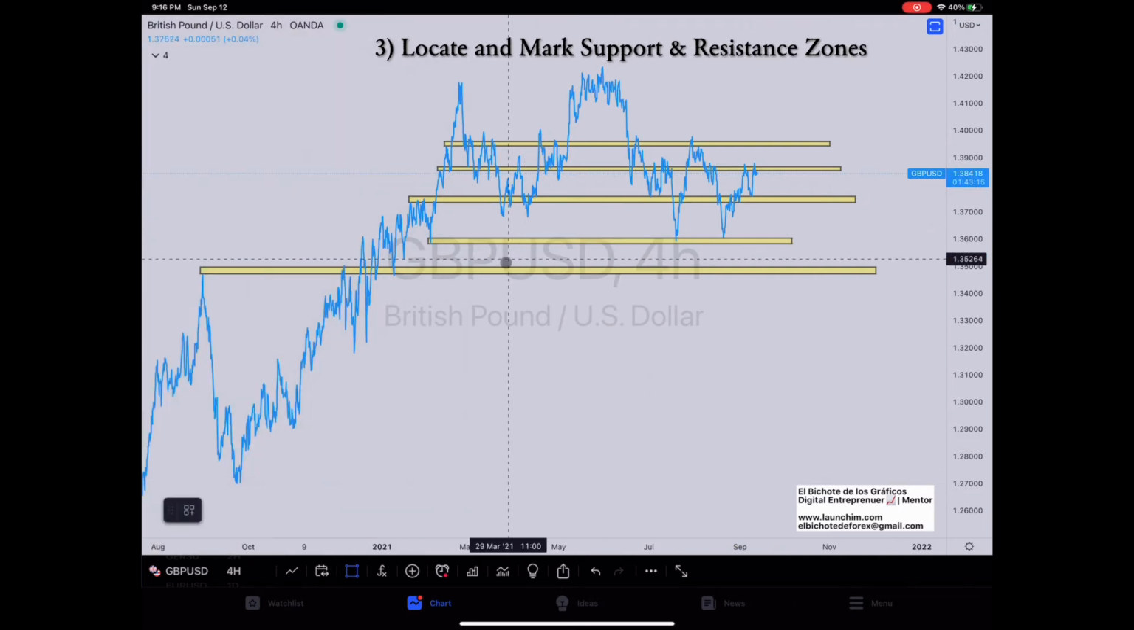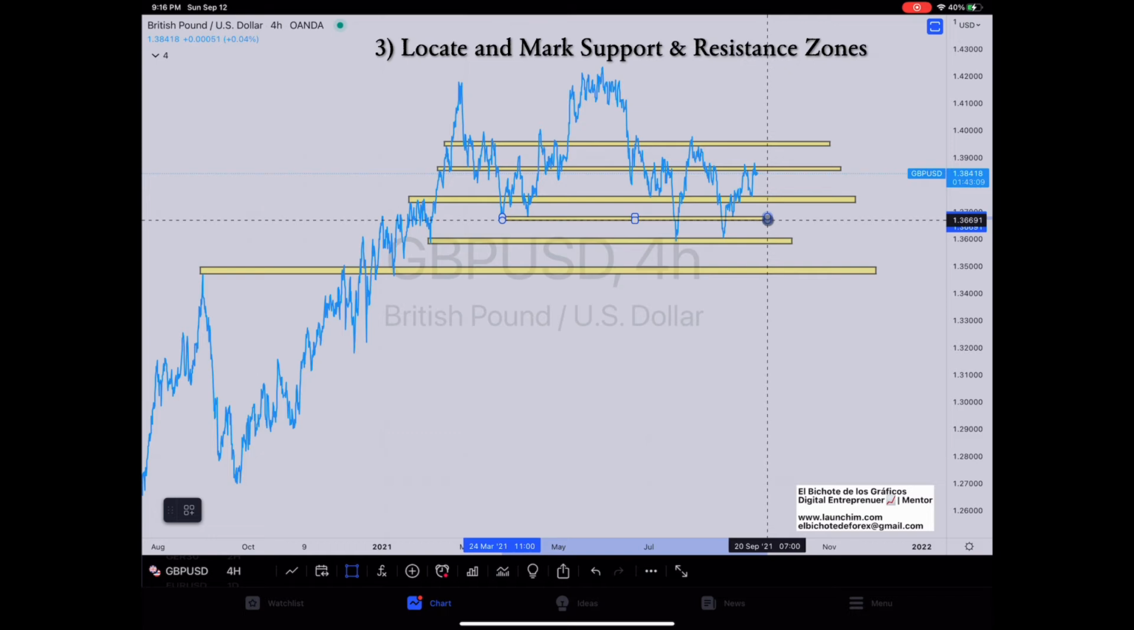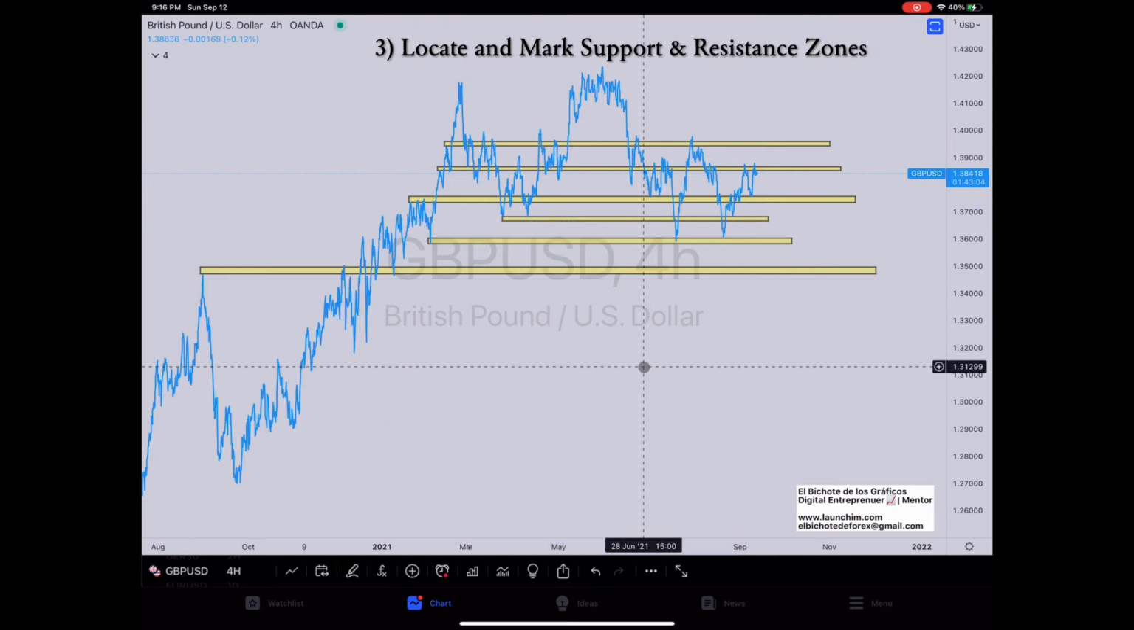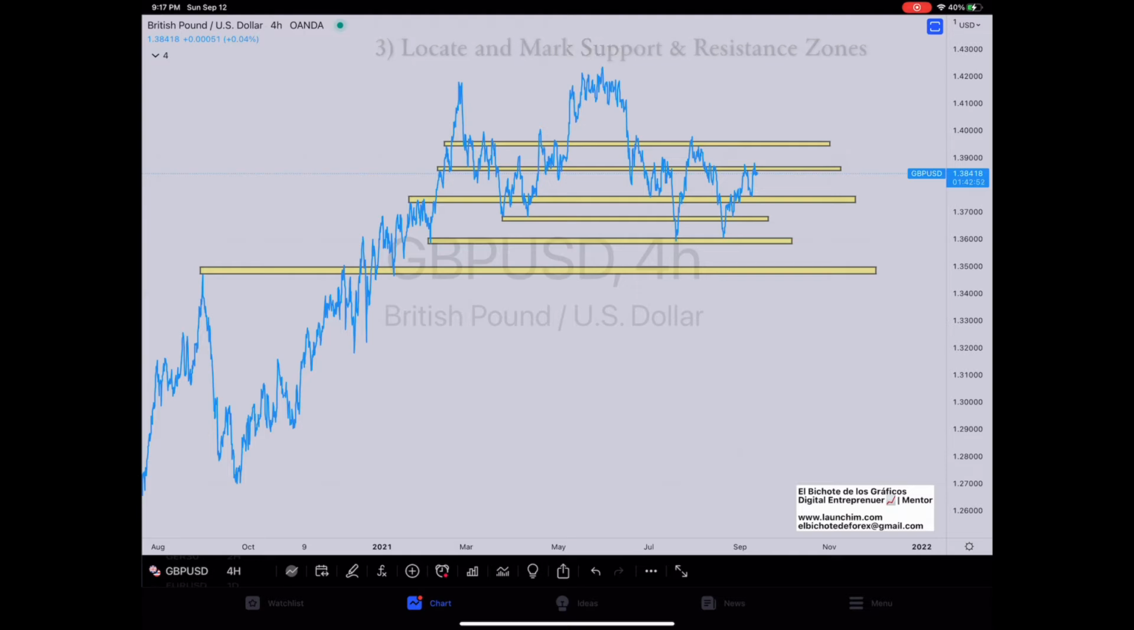And also, it's your preference, but I personally like to use this rectangular drawing tool just because I like to look at these support and resistance as zones, not really like lines on your chart. You can also mark it up with lines, but just keep in mind that it's a zone and not really just a line, because the market doesn't respect lines, but it respects zones.